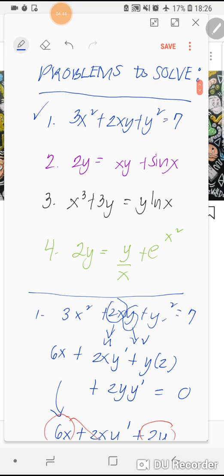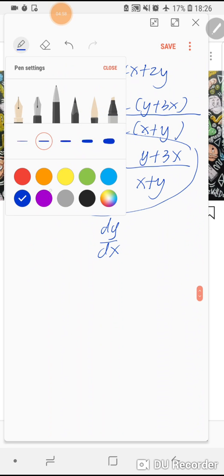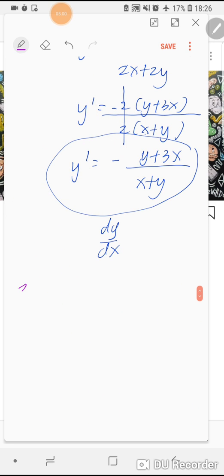Now let's go to number 2, which is 2y equal to xy plus sine x. Let's solve it. If you want to challenge yourself, you can pause this video and solve it on your own and verify your answer with my answer after the video, of course.